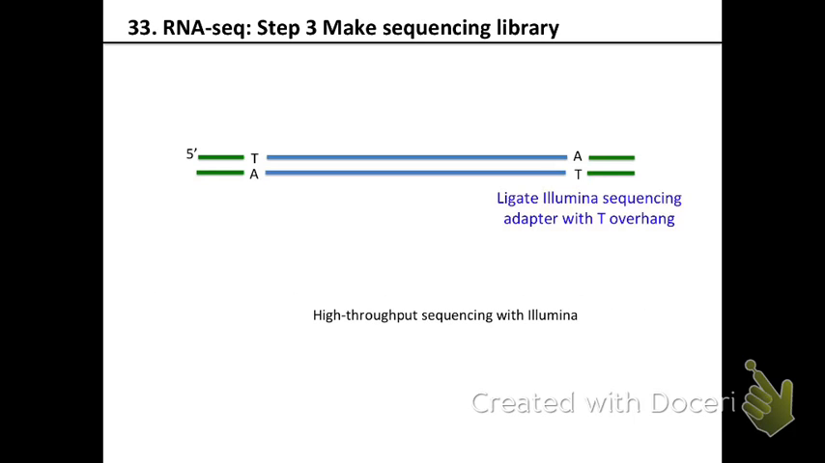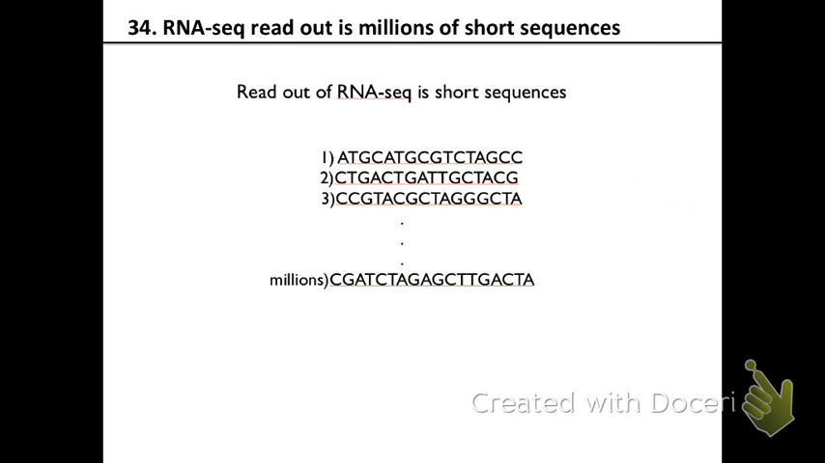Now you have your overhang. You can use your Illumina adapters, which we talked about, which are short oligos, and they have a T overhang. So this A and T are going to be complementary, and then you can ligate these adapters to your cDNA. Now you can take this and sequence using Illumina, and the output is going to be millions and millions of short read sequences, right?